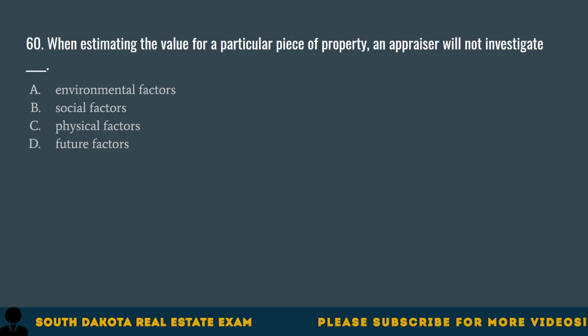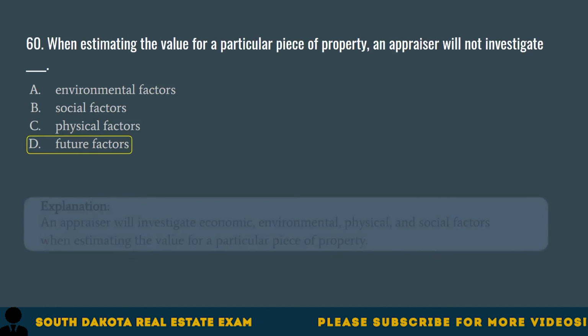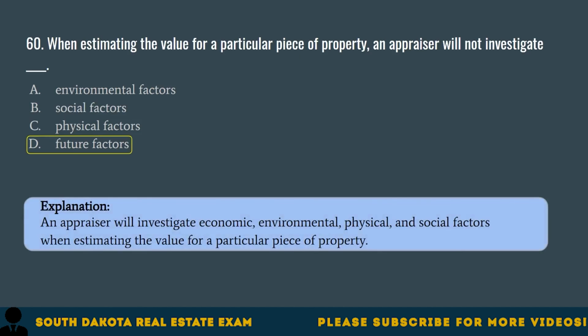Question 60. When estimating the value for a particular piece of property, an appraiser will not investigate A. Environmental factors, B. Social factors, C. Physical factors, D. Future factors. The correct answer is D. Future factors. An appraiser will investigate economic, environmental, physical, and social factors when estimating the value for a particular piece of property.